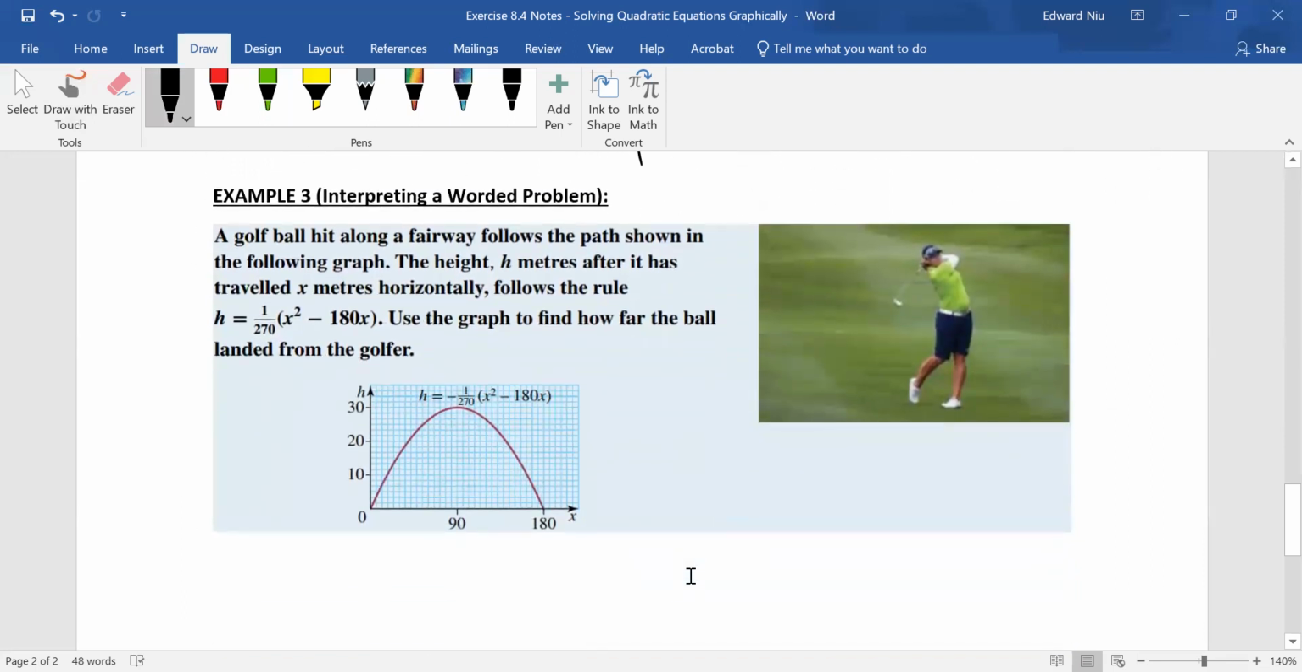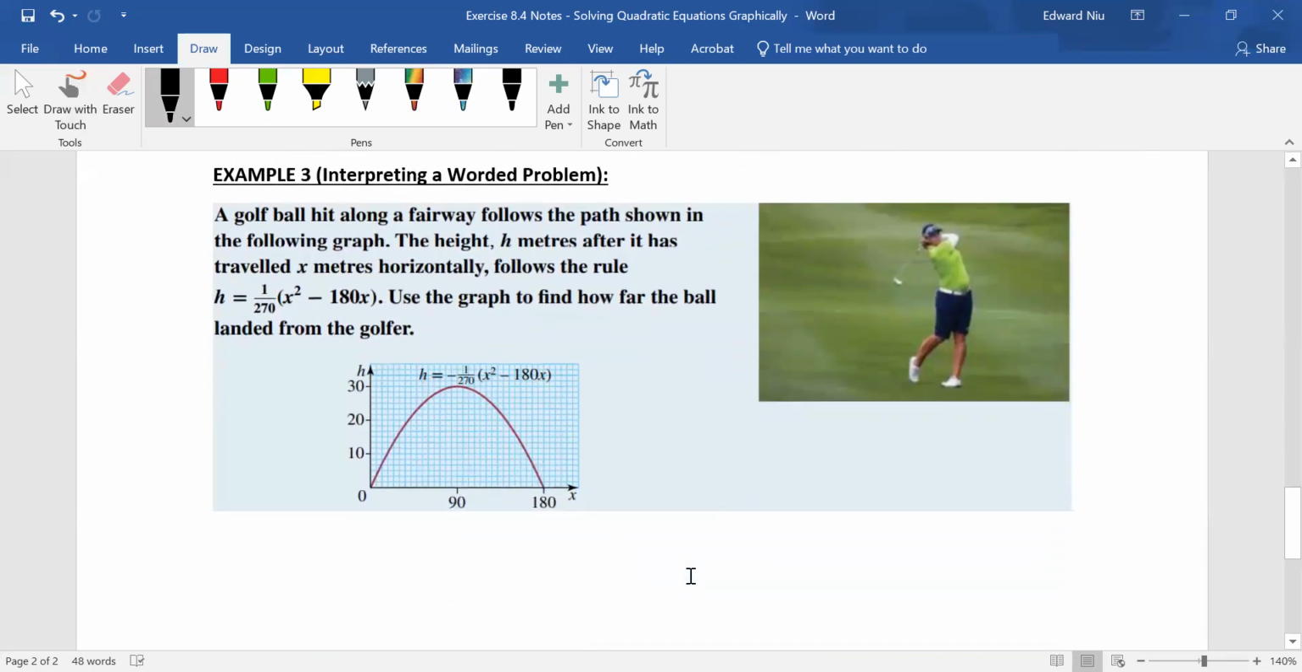Example 3, interpreting a worded problem. A golf ball hit along a fairway follows the path shown in the following graph. The height h meters after it has traveled x meters horizontally follows the rule h equals 1/270 times brackets x squared, take away 180 times x. Use a graph to find how far the ball has landed from the golfer.